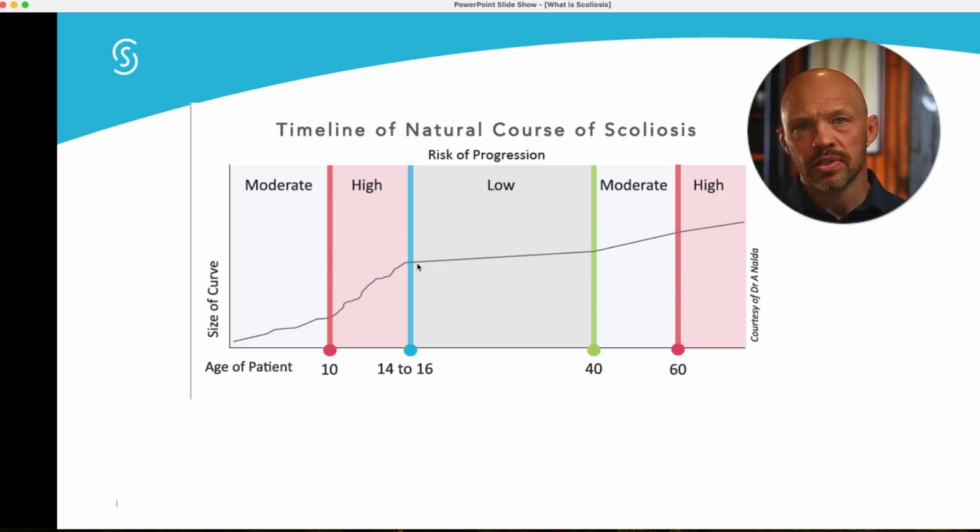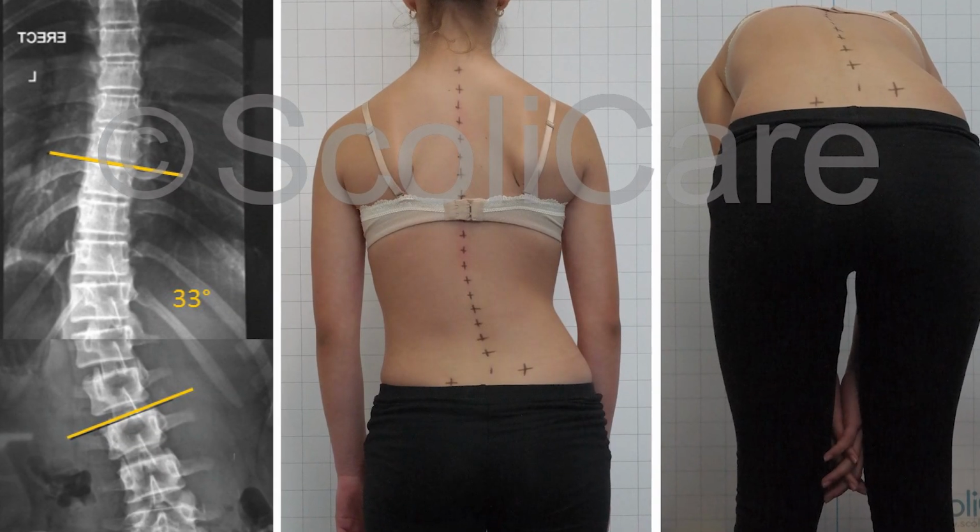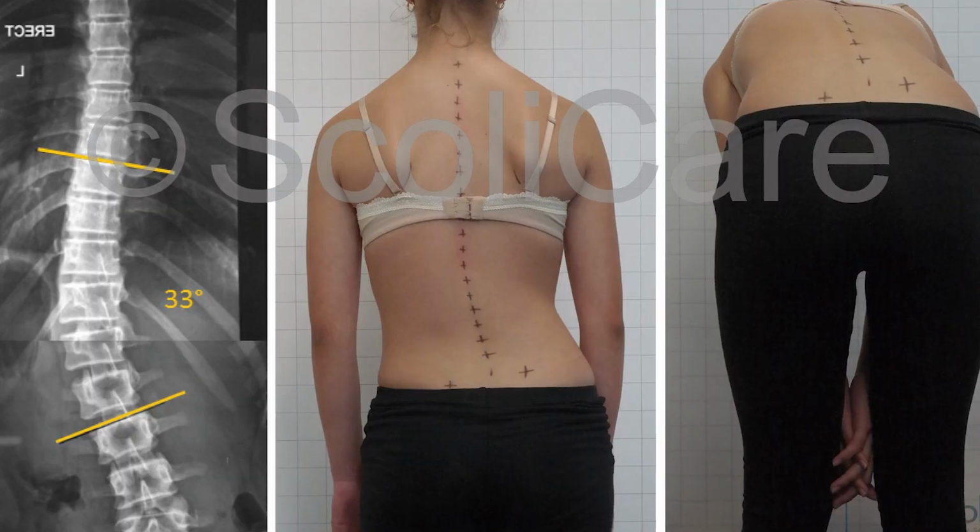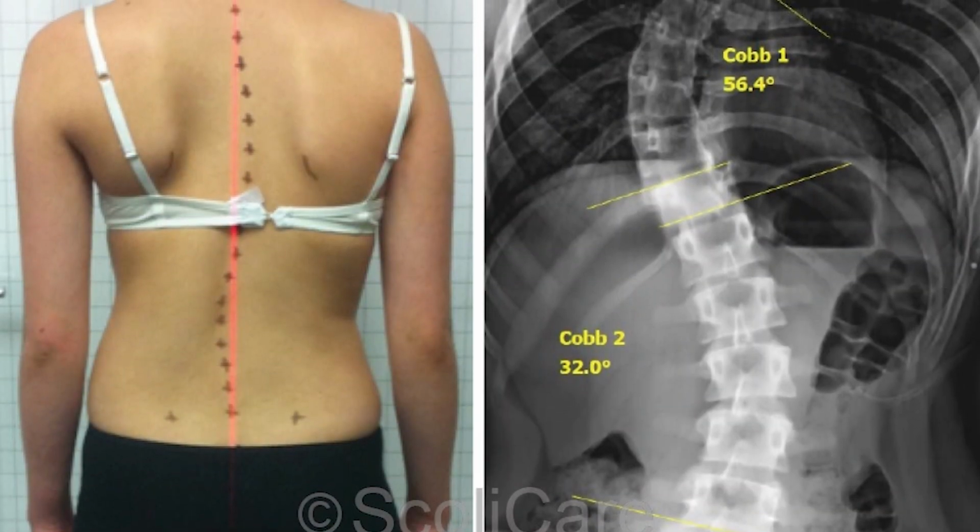Now, once someone is done growing, some people actually believe your curve does not have a risk of progression. But we know that's absolutely not true. We know that curves over 30 degrees have an increased chance of progressing, and curves over 50 degrees will 100% progress.